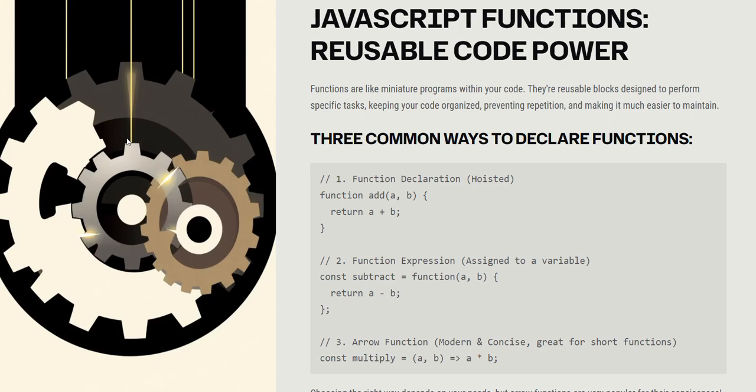Three common ways to declare functions are the direct declaration, which is hoisted, assigning to a value, and the third one is the modern and concise arrow function, great for short functions. const multiply equals a times b. These are the three common ways to declare functions that help us with code reusability. It is one of the key concepts in JavaScript and is also important for beginners.